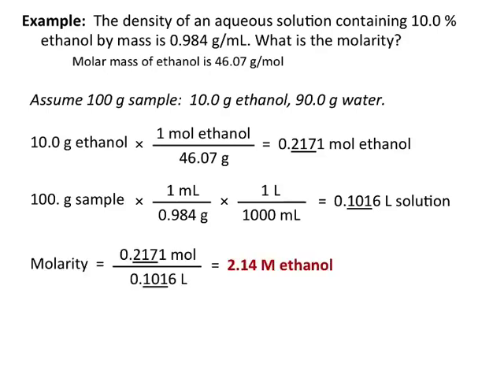Now we want to find molarity. We're in the home stretch. You just take moles and divide by liters, and you get molarity. So a 10% by mass solution of ethanol is 2.14 molar ethanol. So ultimately, when you're doing these kind of conversion problems, you really have to think deeply about what concentration units mean and how you can work to convert between them.